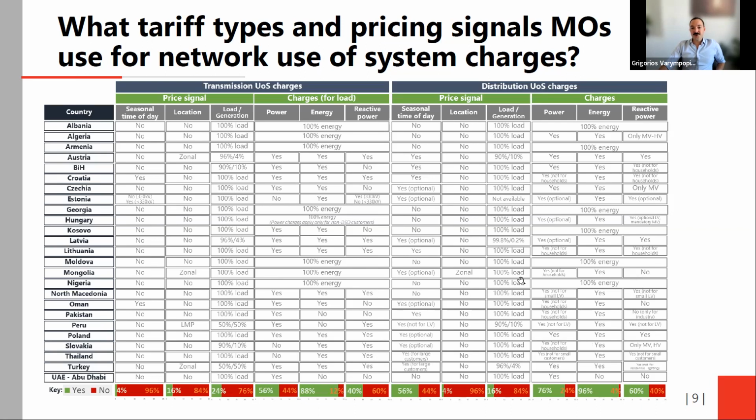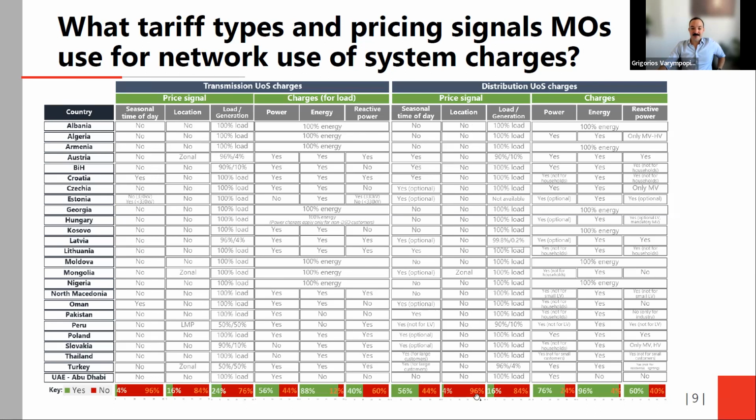When we turn to the distribution use of system charges, we see that seasonal time of day tariffs are much more common than in the transmission use of system charges. So 56% of distribution system operators apply seasonal time of day tariffs, and the majority of those apply them to bigger customers where they have electronic or smart meters to support charging structures. For domestic users, the most typical approach is to have single rate charges.